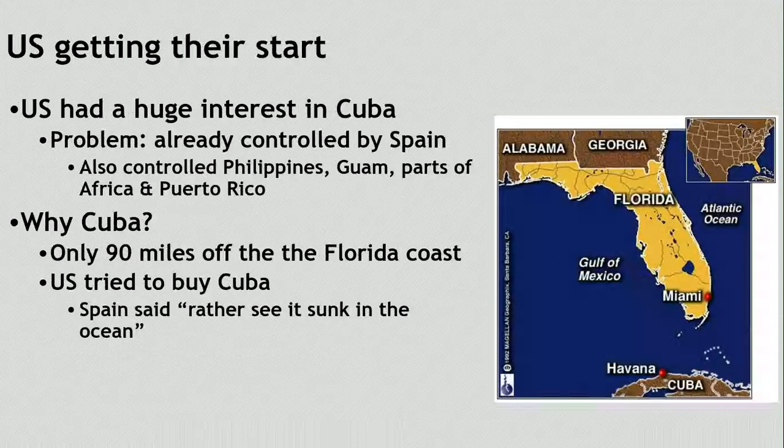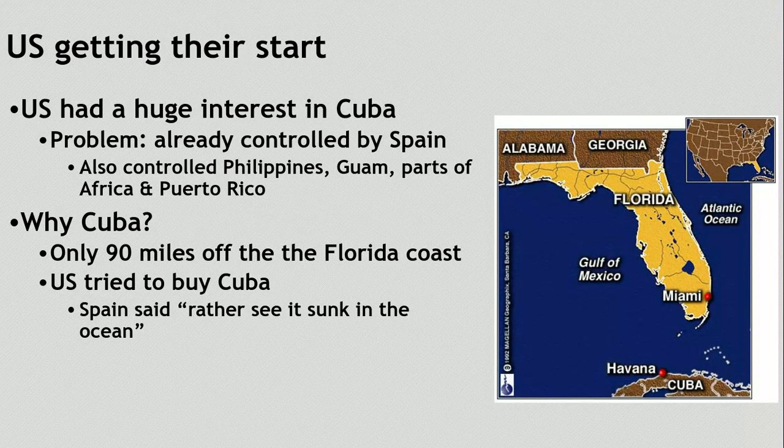Where you're going to see the United States finally start dipping their foot into the imperial pool is when we start looking at a close neighbor, Cuba. Now we have a large plantation there from privately owned citizens. There's a major problem though. Spain has control of Cuba at the time, and they also have control of the Philippines, the island of Guam in the Pacific Islands, parts of Africa, and Puerto Rico on the Atlantic side.